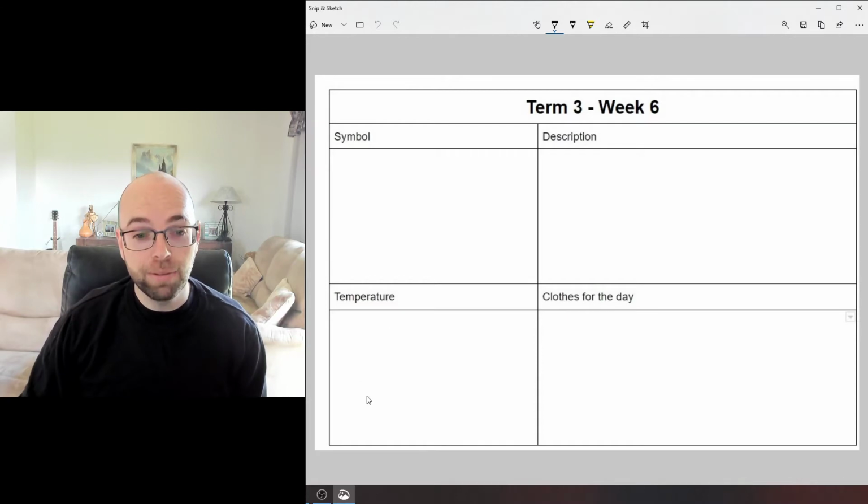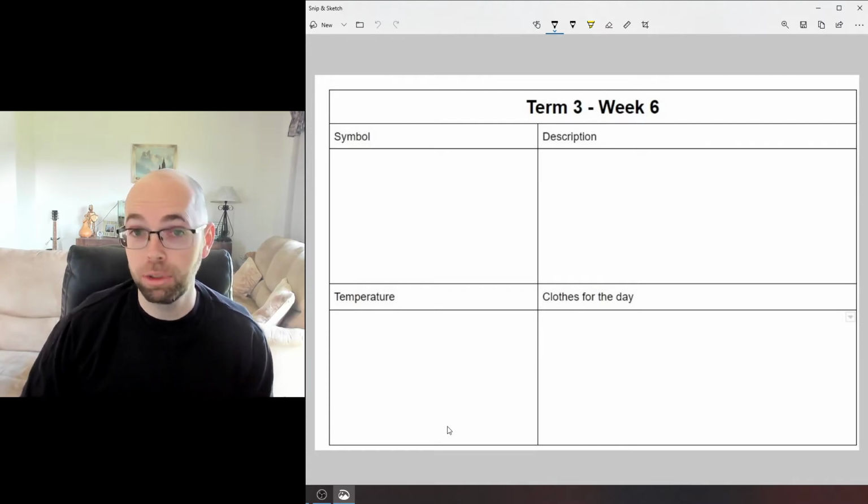Now today we have two new bits that we also need to do in our weather journal. One is called the temperature. We're going to start learning about that today. And the other one is the clothes for the day. Okay, now for today, you're going to need the help of a grown-up for this temperature part. You need to get them to tell you what the temperature is.